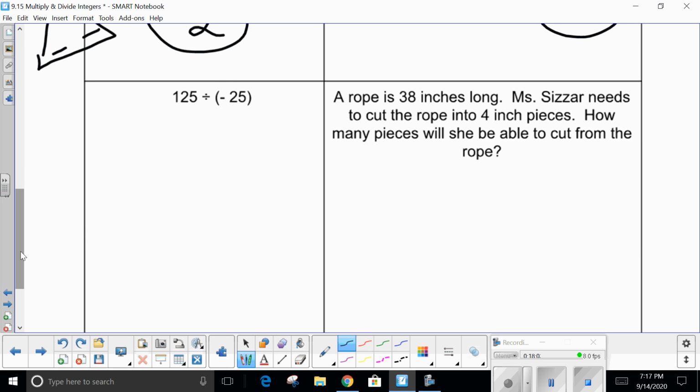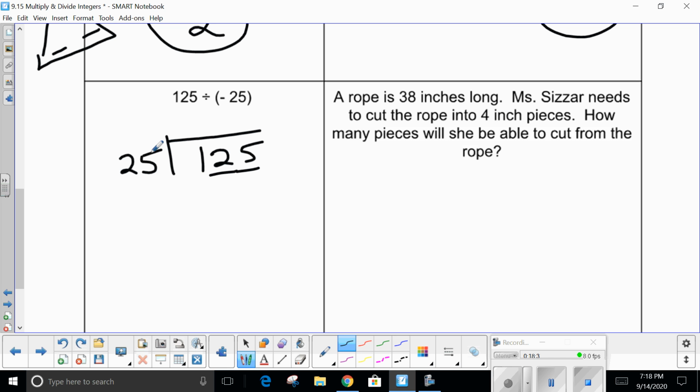Okay, now let's look at this one. This is another division problem. It says 125 divided by negative 25. So we're going to say 125 divided by 25. Does 25 go into 1? Nope. Does 25 go into 12? Nope. So we have to go over all the way to 125.